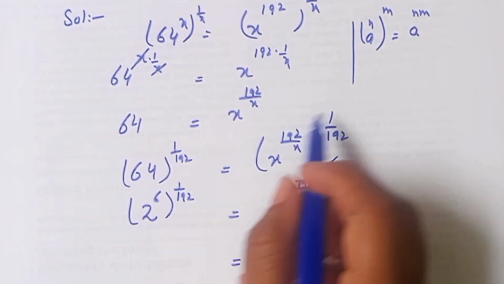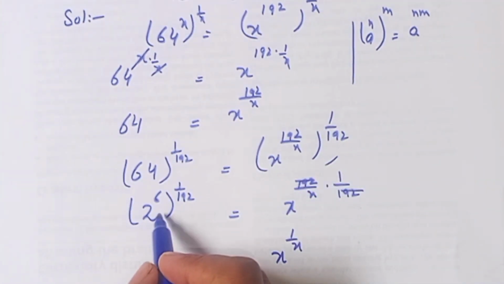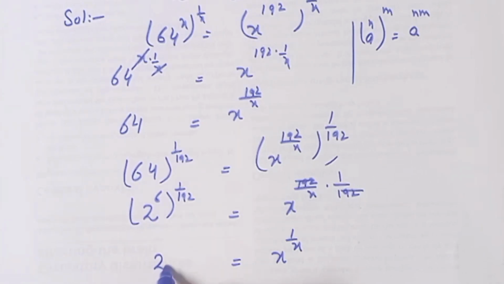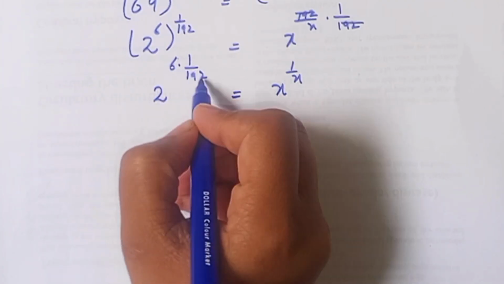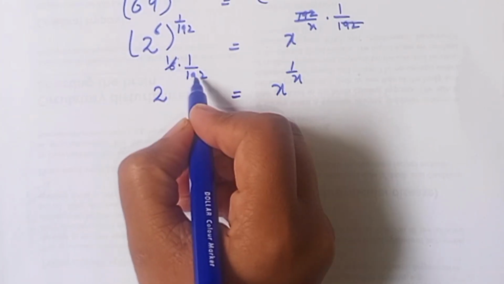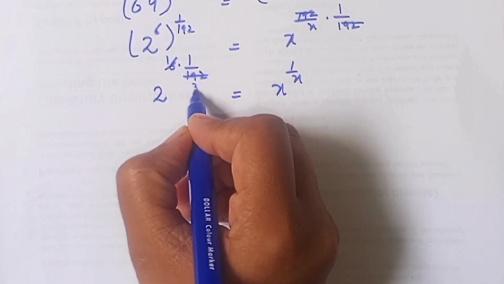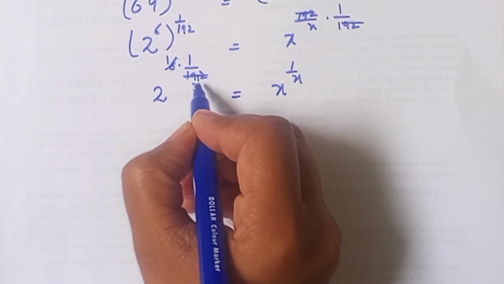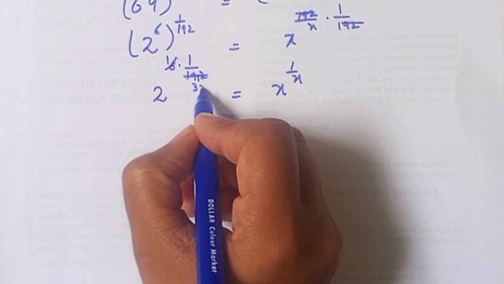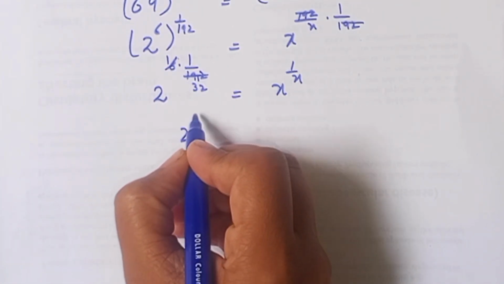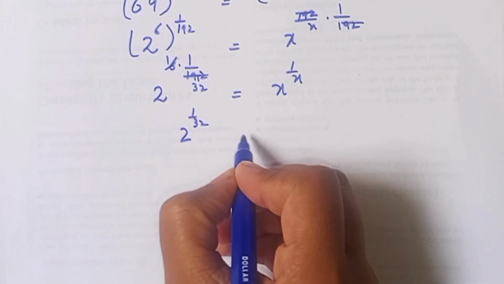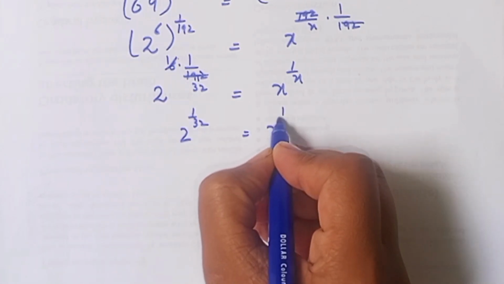So this will cancel. We just get x raised to the power 1 over x. We apply the above property on this value. So this is 2 raised to the power 6 multiply 1 over 192. And in the next step, we cancel these two values. So 6 ones are 6 and 6 threes are 18. So this will become 12. 6 twos are 12. So this is 2 raised to the power 1 over 32, and this is x raised to the power 1 over x.